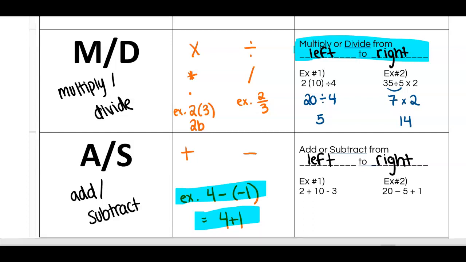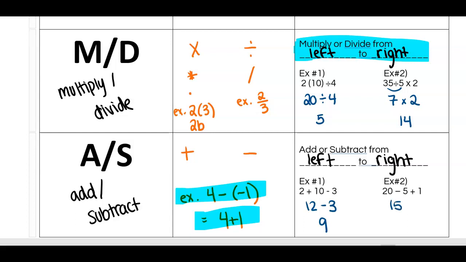In example 1, you have both addition and subtraction. So the first thing you're going to do on the left is add: 2 plus 10 is 12. Then you're going to subtract 3, so 12 minus 3 is 9. Here again, this is where people make mistakes because we remember PEMDAS and we think A is before S, but no, those two operations are interchangeable, so we just go left to right.